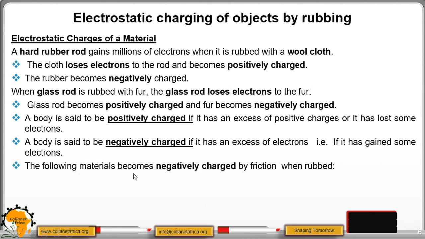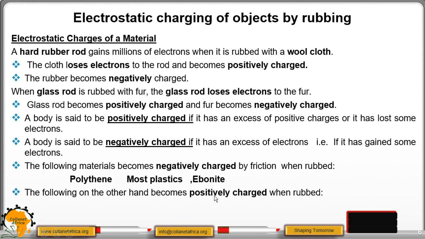Therefore, the following materials become negatively charged by friction: polythene, plastics, and ebonite. All these become negatively charged when rubbed. And the following become positively charged: acetate, perspex, glass or fur. These become positively charged when they are rubbed.